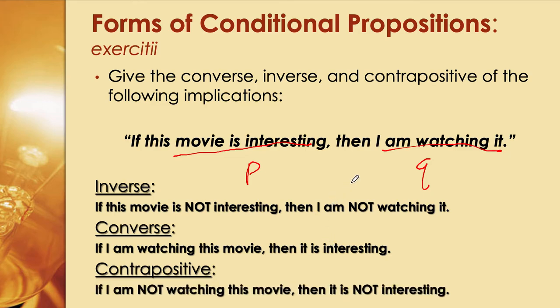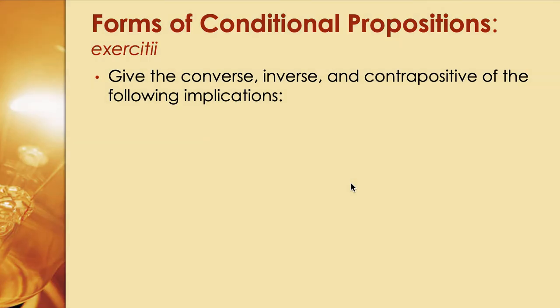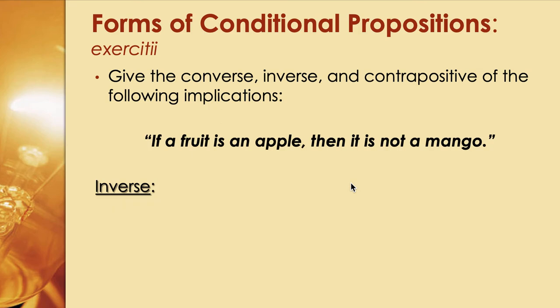So that's for our conditional propositions. Next up will be an exercise for you. Determine the converse, inverse, and contrapositive of the following implication: if a fruit is an apple, then it is not a mango. You may pause the video to answer this, and then we'll answer in a while.